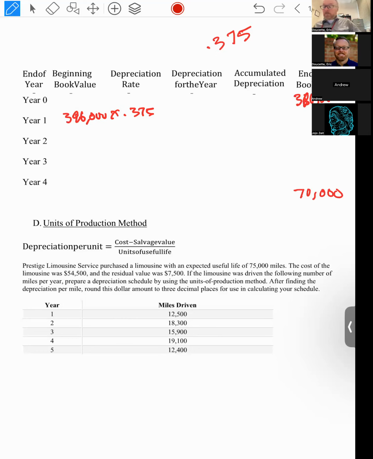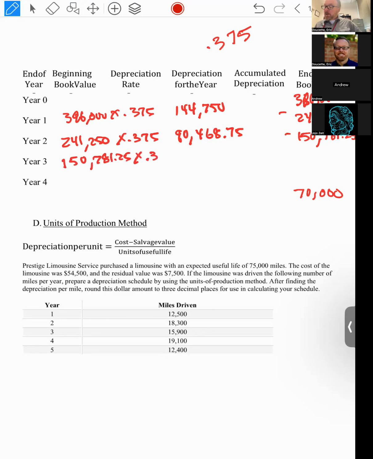And that comes out to 144,750, and that's going to be subtracted from that. So that gives us now 241,250. That now becomes our new book value for year number 2. So 241,250 times 0.375, the same factor, equals $90,468.75. That's the new amount of depreciation for year number 2. I got to subtract that from the 241. That comes out to 150,781.25. That becomes my new book value for year number 3.